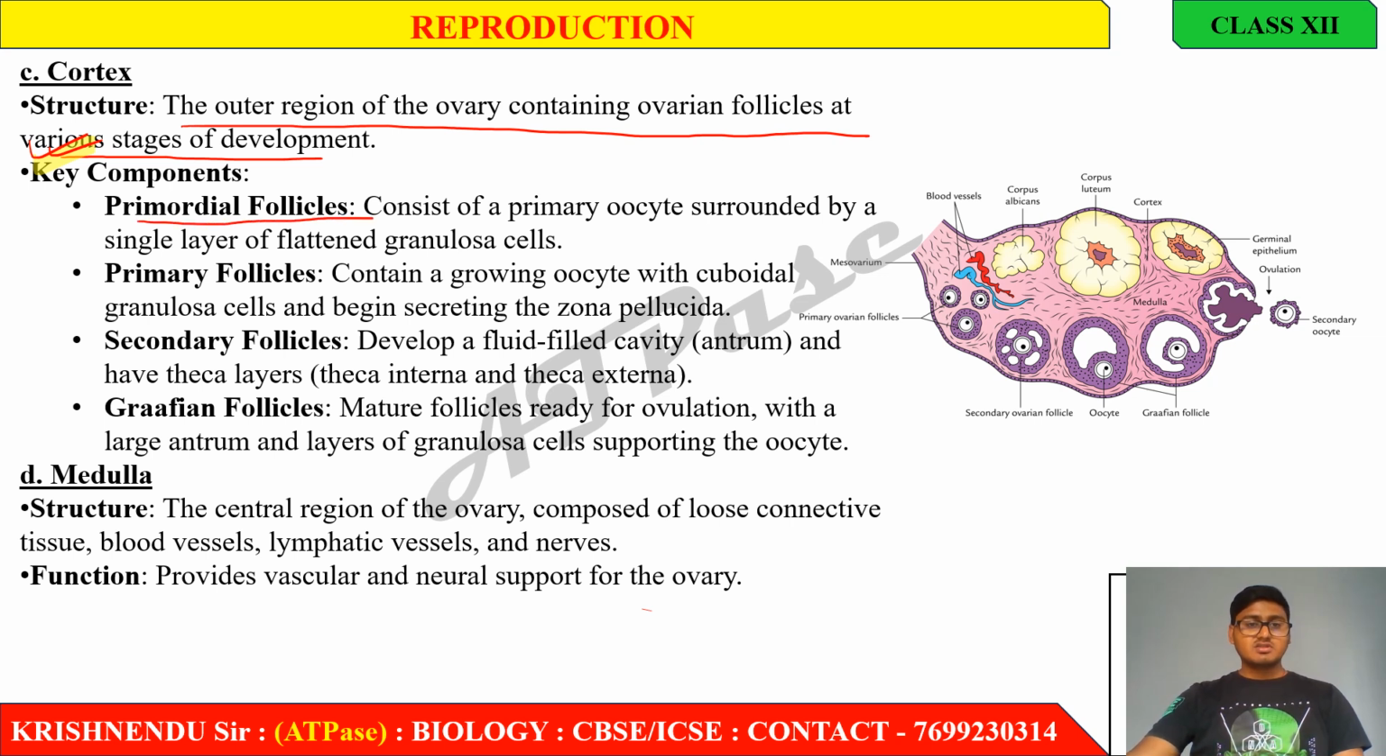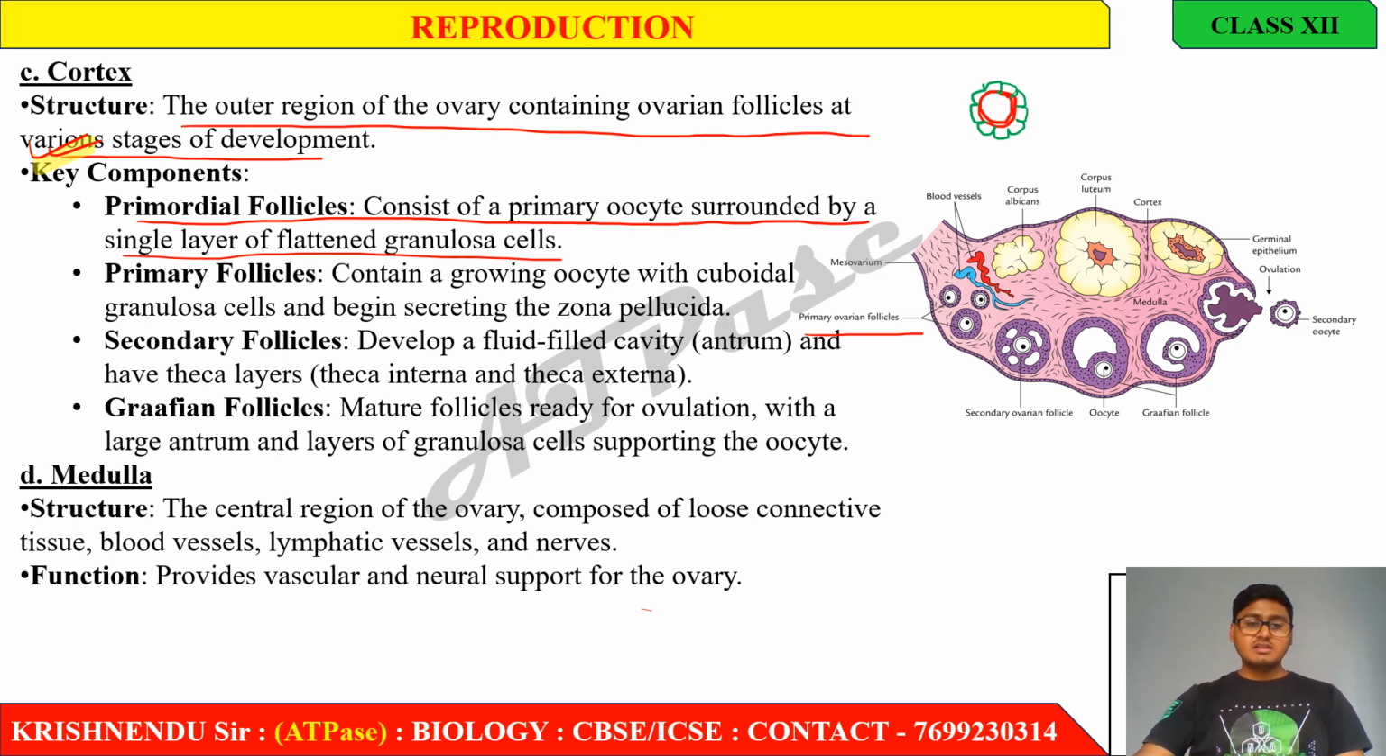Primordial follicle consists of a primary oocyte surrounded by a single layer of flattened granulosa cells. What is a primordial follicle? Suppose this is the oocyte, and outside the oocyte there is a single layer of granulosa cells. A single layer of granulosa cells around the oocyte is known as a primordial follicle.